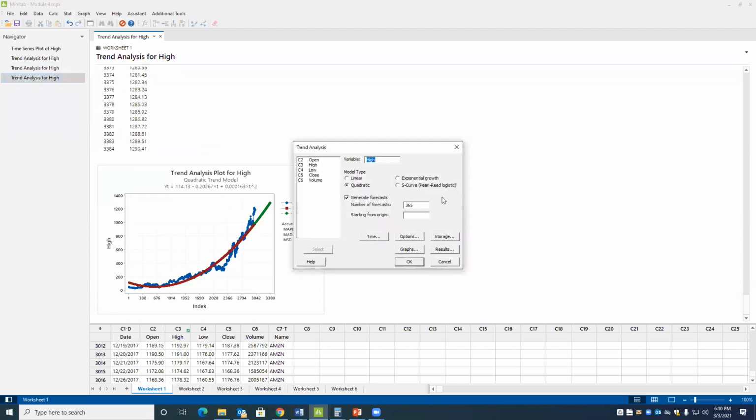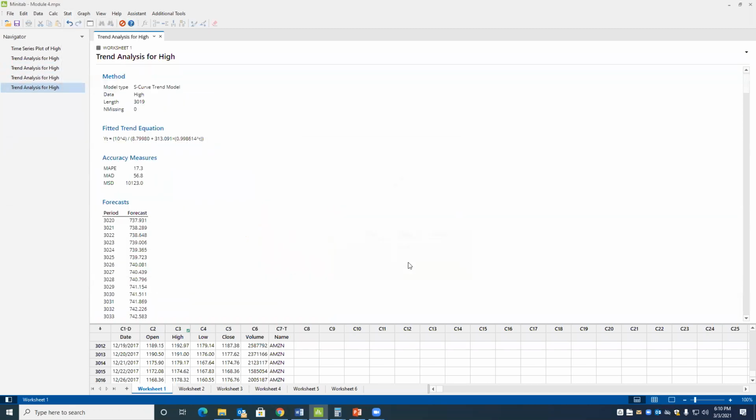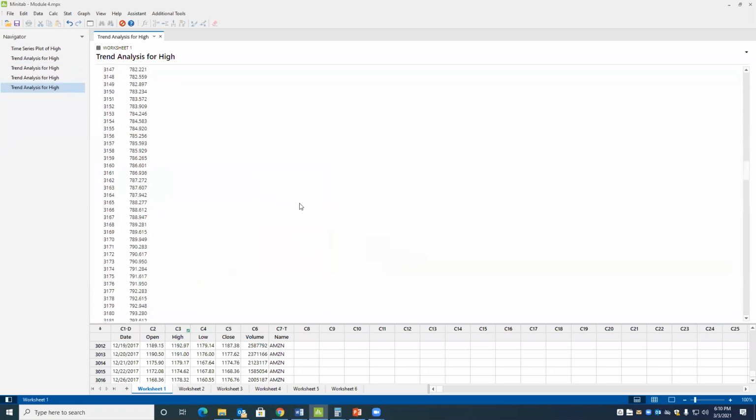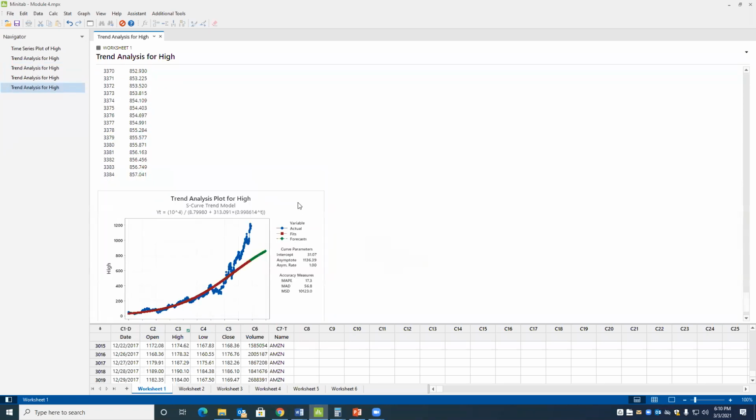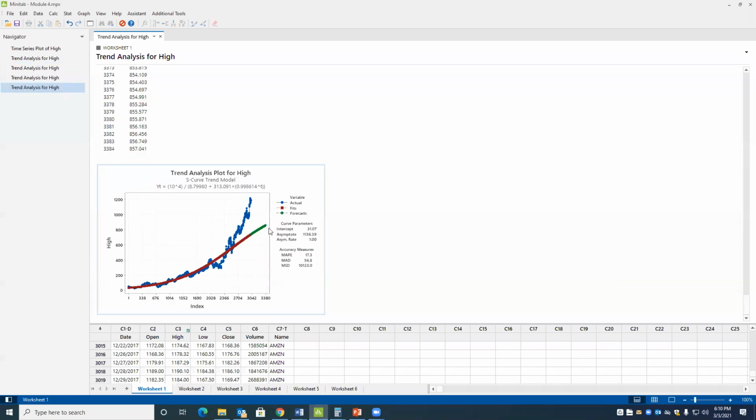Now let's do the last option, which is trend analysis, and which is S-curve. And here you can see, again, they are going in different directions. Therefore, what is our best model to predict, which is fitting with the trend? The best model is based on this exponential.